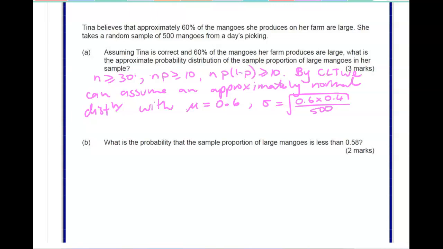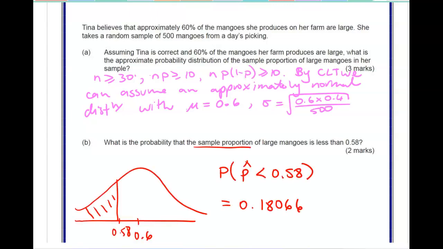So the next one's a little bit different. What's the probability that the sample proportion of large mangoes is less than 0.58? So your population proportion we know is 0.6. We know that we have a sampling distribution that approximates the normal. We have the parameters, so stick those parameters in and make a calculation for a probability based on your 0.58 or less. That's what we're trying to determine here: that the sample proportion is less than 0.58.